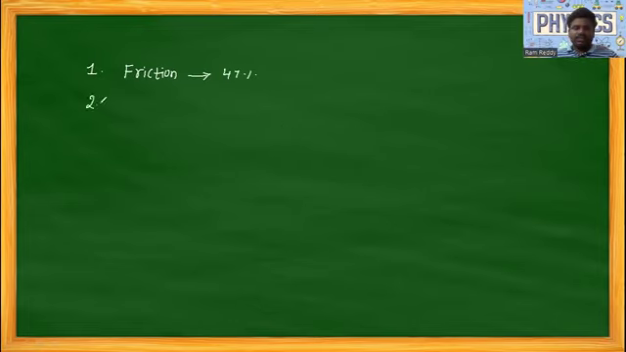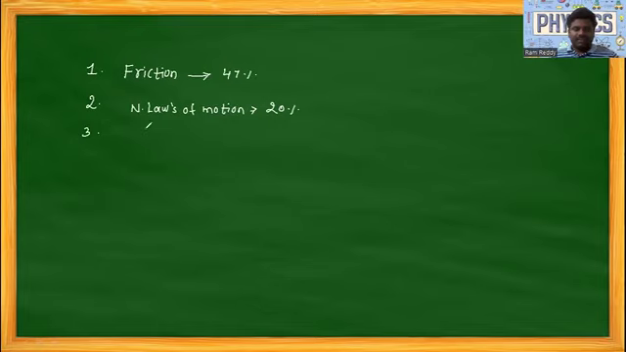Then the second highest weightage is Newton's laws of motion. That means Newton's first law, second law, third law, and their significance, from which we get questions. The weightage is 20 percent.